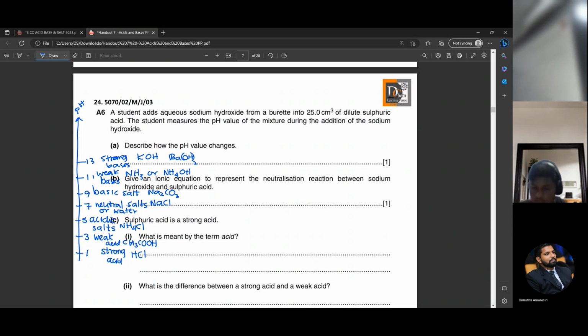Right, describe how the pH changes. So sodium hydroxide is in the burette and dilute sulfuric acid is in the conical flask.